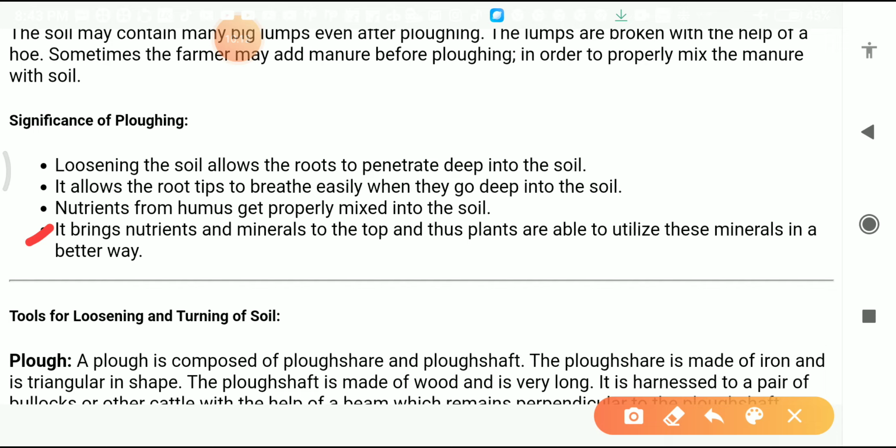So this is the significance of plowing. That's why farmers plow the field, and loosening the soil is the first step of agricultural practices, or we can say that preparation of the soil is the first step in agricultural practices.